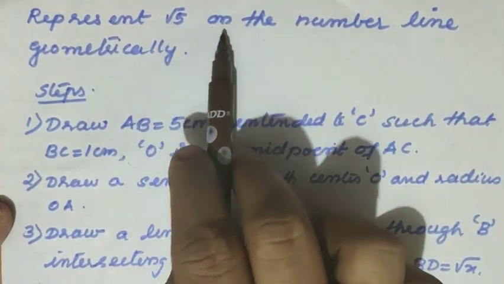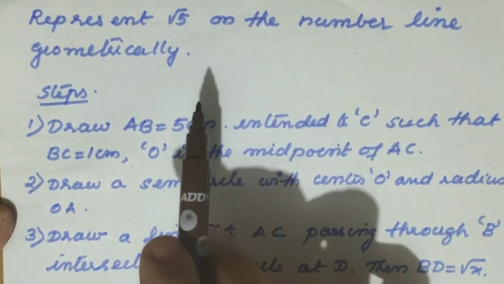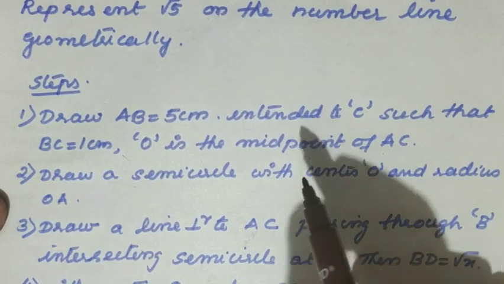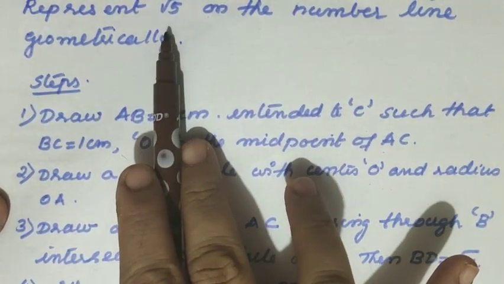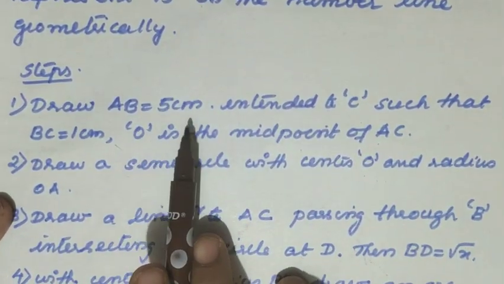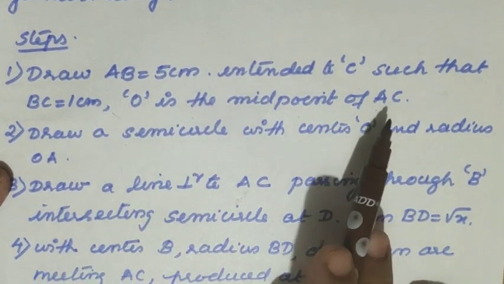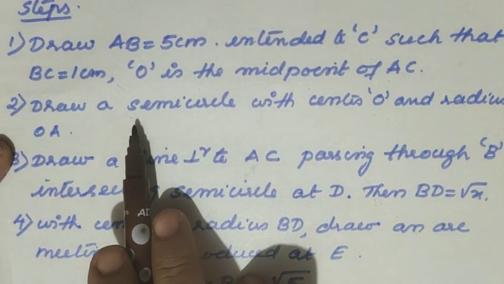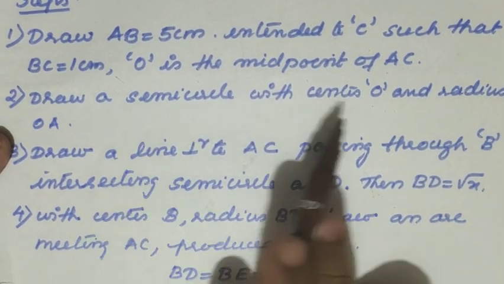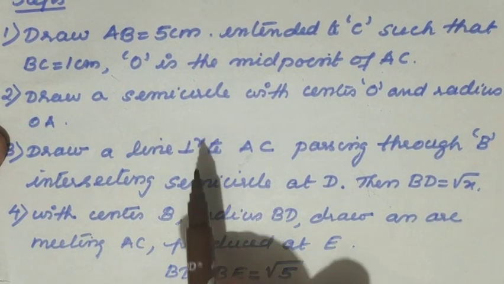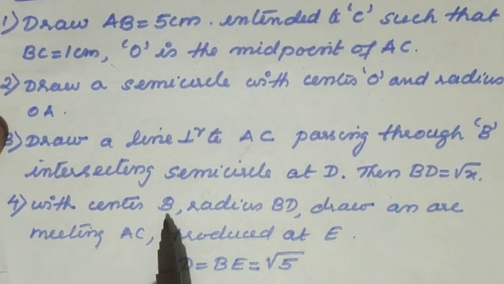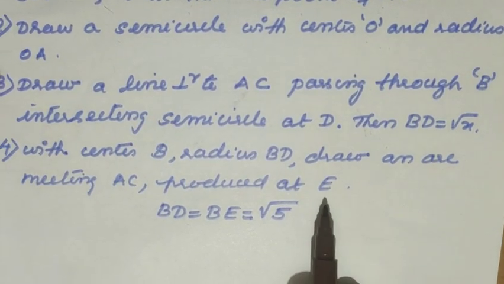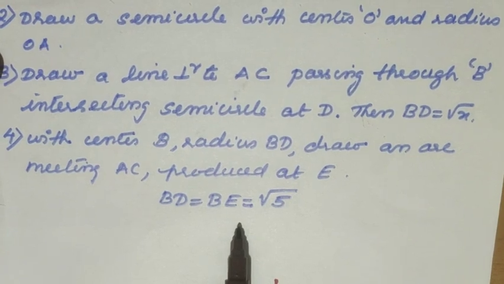Last question, represent root 5 on the number line geometrically. Not only decimals, we can draw root 2, root 3, root 5 like this method also. So this time I am taking root 5. Again AB equal to 5 cm, then 1 more centimeter. So total length AC will be 6 cm you will get. Then perpendicular bisector, find the midpoint there. Then with O as a center, draw the semicircle. Then perpendicular, the next step, B as a center, BD as the radius, draw the arc which meets the number line at E. Therefore BD equal to BE equal to root 5.